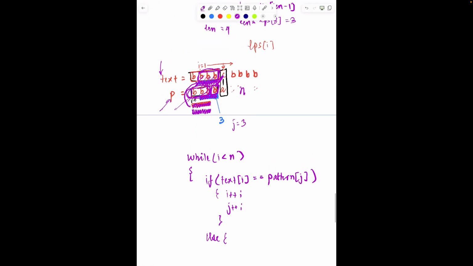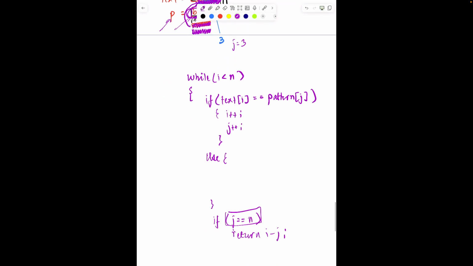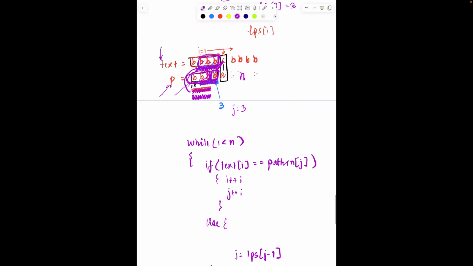Now this case is very similar to our LPS algorithm. What we're going to do is reduce J to LPS of J minus 1. So let me write this again. We found a mismatch here. Our J was at this place, and our I was at this place, and there was a mismatch.